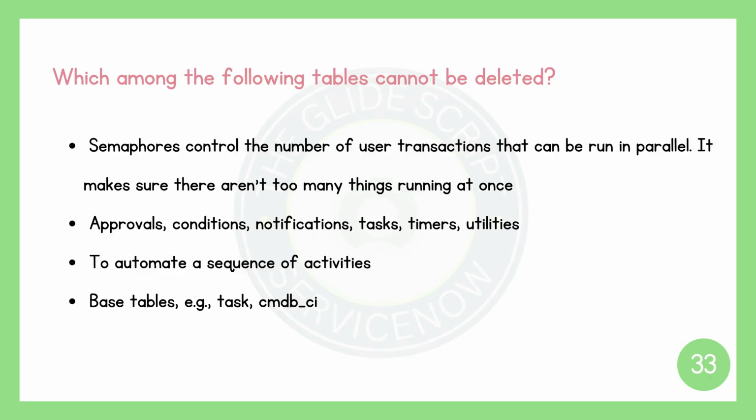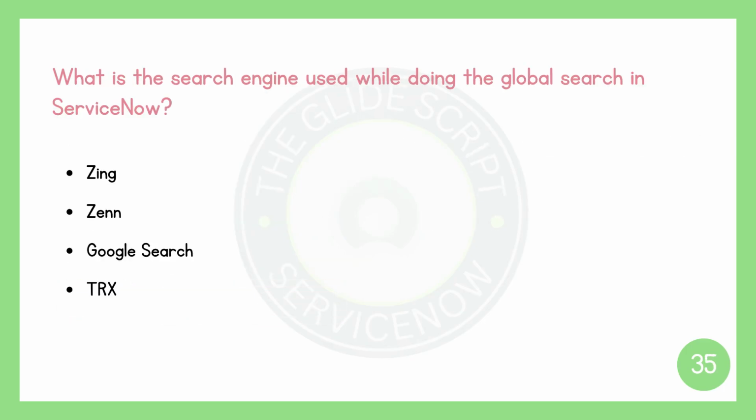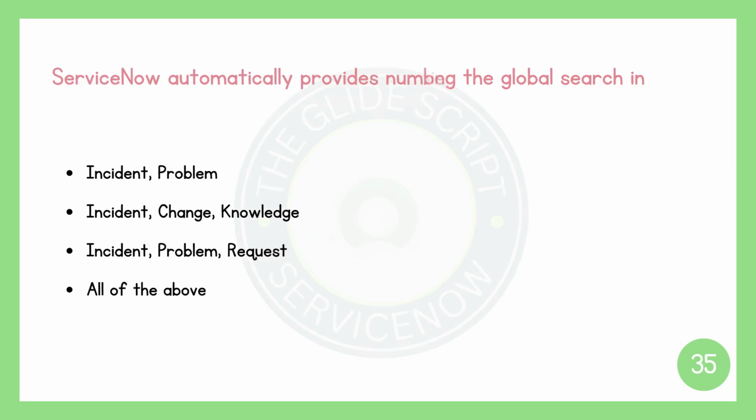Which among the following tables cannot be deleted? The correct answer is the base tables. For example, task, cmdb_ci. Last one is the correct one. Next question is what is the search engine used while doing the global search in ServiceNow? Zing, Zen, Google search or TRX? And the correct option is the Zing. Zing is the internal search engine used by ServiceNow to power the global search functionality.